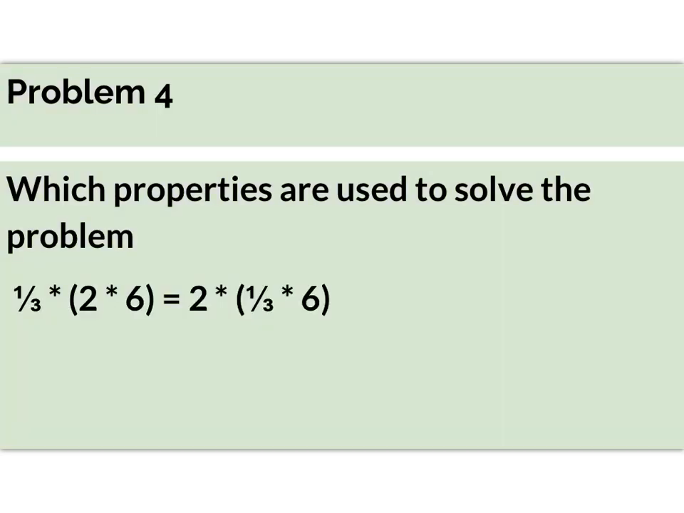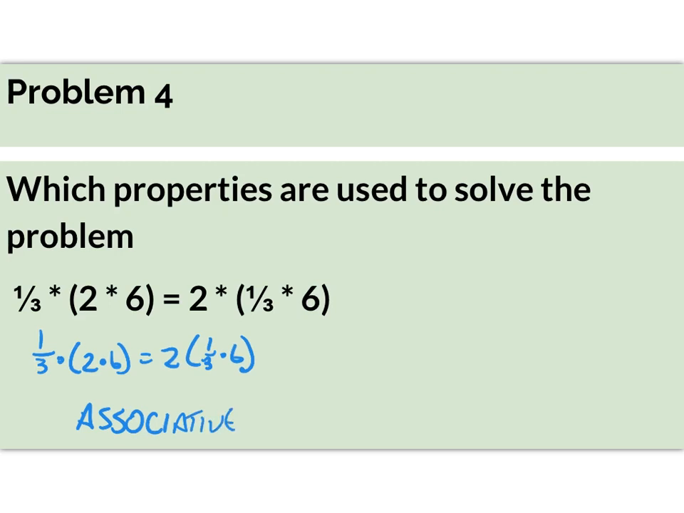And finally, 1/3 times 2 times 6 is equal to 2 times 1/3 times 6. And you see the groupings of the numbers change. So when groups change, they associate differently. And when they associate differently, you're using the associative property. So this is part 1 of properties of numbers.